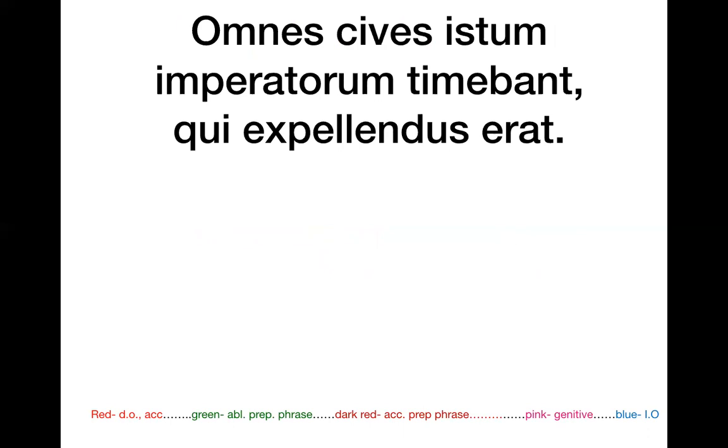Omnes cives? All citizens, every citizen. All is better. Timebant. It's the opposite of terreo, terrere. Terreo, terrere is to terrify, so timeo is to be afraid. So all citizens fear or were fearing? Yeah, it goes imperfect: were fearing or feared.